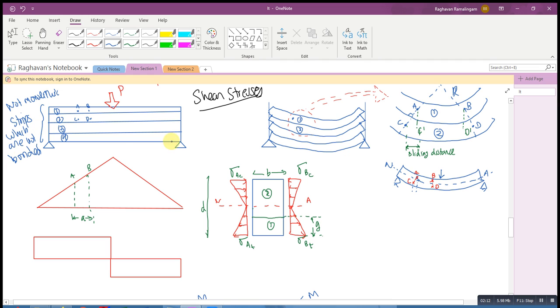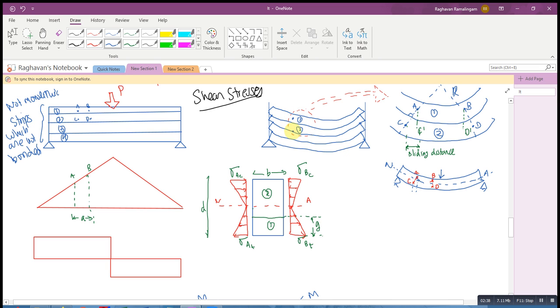Now when I stack such four strips on top of each other, and when I subject it to the same bending load, I see that instead of deforming as a single entity, each of the strips is going to bend on its own. Each of the strips is going to bend separately. So this is what happens.